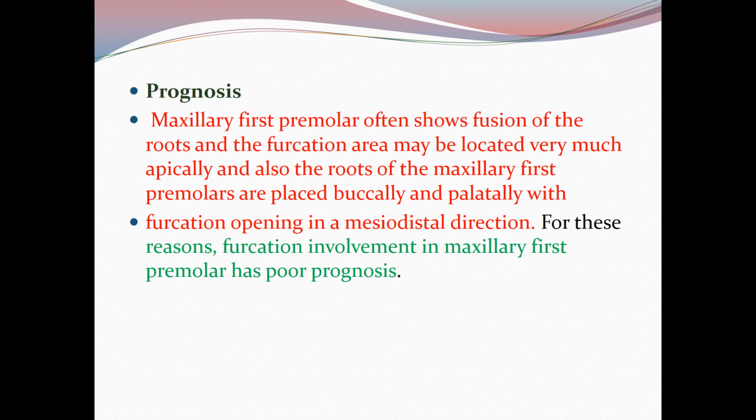Regarding the prognosis for the treatment of the multi-rooted teeth with furcation involvement, we have the maxillary first premolar. This tooth, as we mentioned previously, has the furcation area located many millimeters apical to the cemento-enamel junction. So the treatment is very difficult for such a tooth.